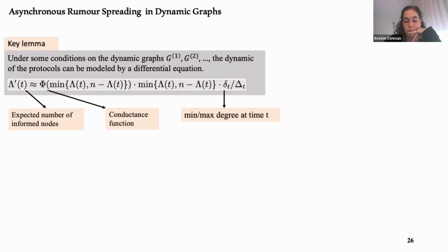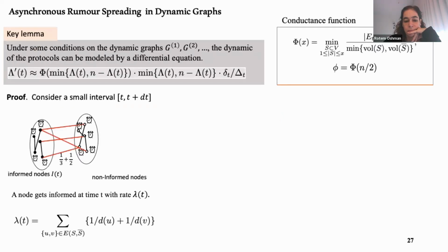Here, capital lambda means the expected number of informed nodes at time t. Phi is a conductance function. A small delta and capital delta stand for the minimum and maximum degree. Let us sketch the proof. Suppose that we are at the tiny interval t to t plus dt. We divide the vertices into two parts, informed and non-informed nodes, where the size of the informed set is denoted by I_t at time t.